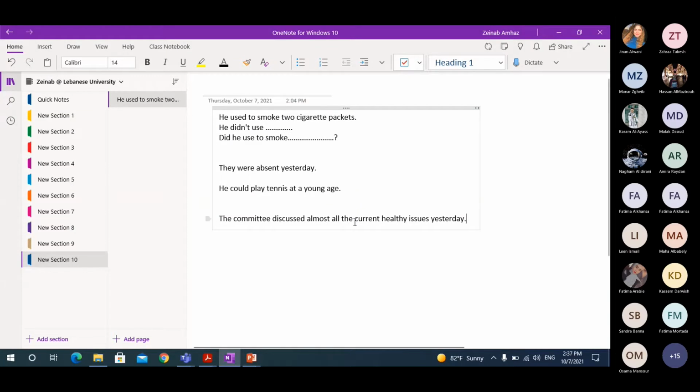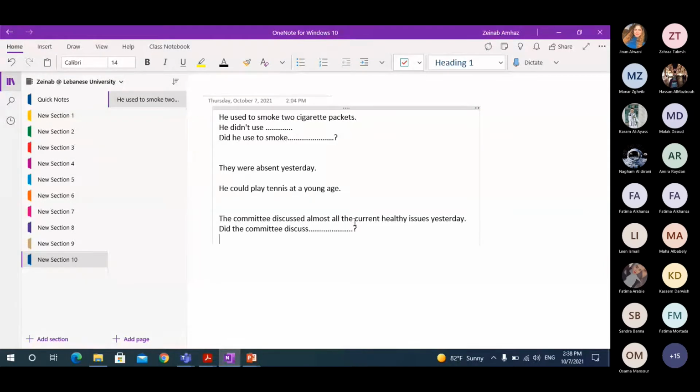We have to use the verb did, right? Because we don't have the verb to be. We have neither the verb to be nor a helping verb or a modal. So if I want to ask a question, we say, did the committee discuss? After the verb did, we put the verb in the base form, okay? And we put a question mark at the end.